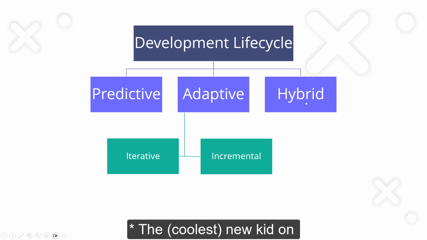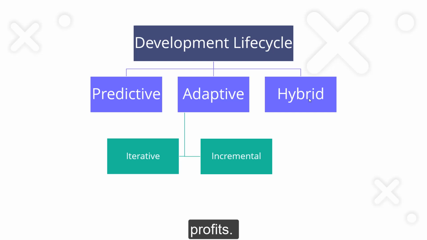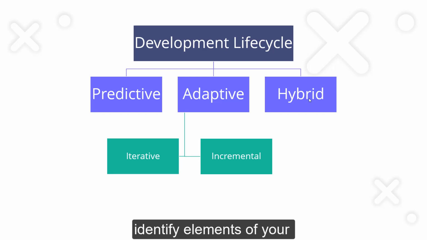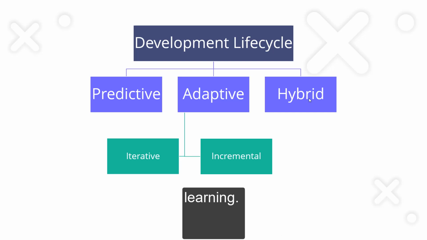Now, the coolest new kid on the block is hybrid lifecycle. Here, you just take the best of both worlds. You pick and choose the best tools and techniques that will optimize your profits. The core technique is to identify the elements of your project that are well known or that have fixed requirements. Both are the same. And you use predictive tools and techniques for those. And then you use agile tools for the evolving aspects of your project. You keep experimenting and improving from your learnings.